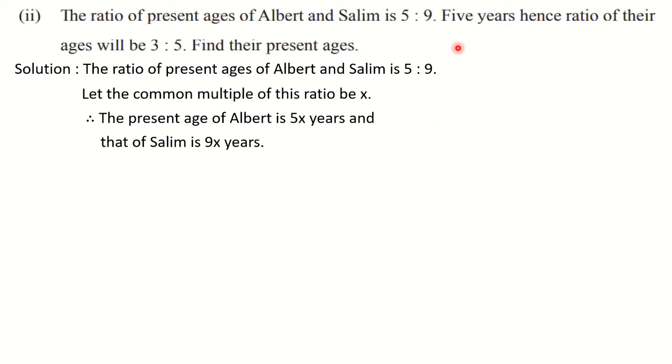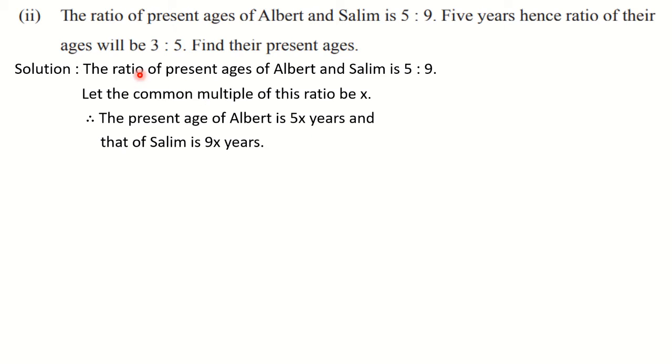Now let us make use of the given condition. 5 years hence, the ratio of their ages will be 3:5. 5 years hence means what? After 5 years, the ratio is going to become 3:5. So if the present age is 5x years, after 5 years the age is going to become 5x plus 5. We are going to add. Because if somebody's age today is 15 years, then after 5 years it is going to become 15 plus 5, that is 20. So whenever the words years hence or years after come, we have to add.